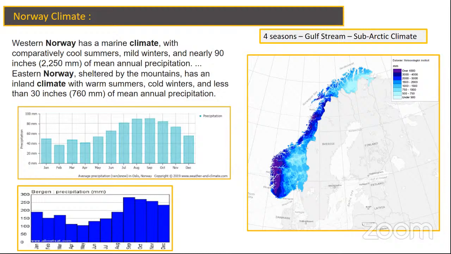Eastern Norway is sheltered by the mountains. It's got quite an inland climate, whereas the western coast of Norway is very wet. In Bergen, they have a lot of rain, a huge amount of rain. It's considered to be one of the wettest cities in Europe.